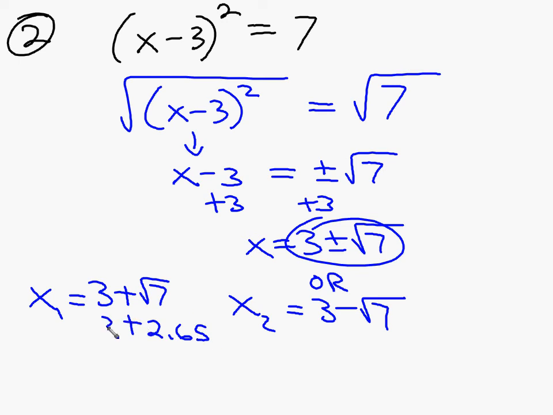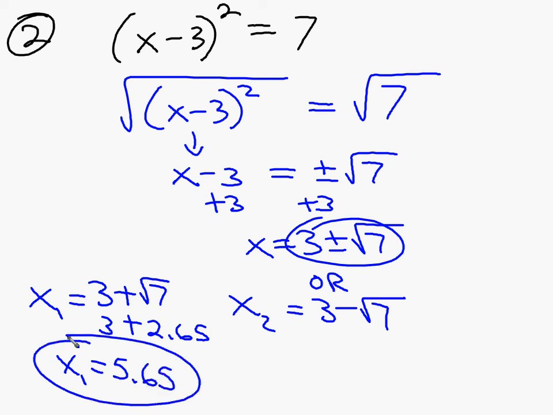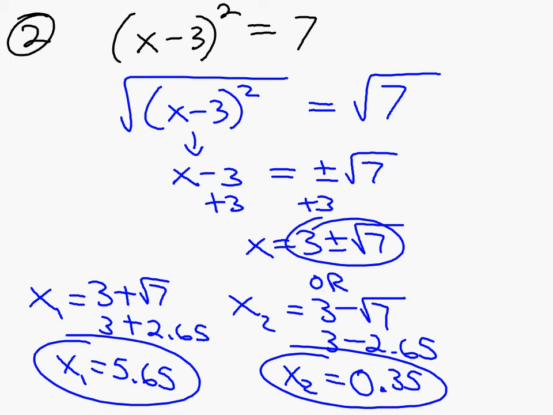So if I have 3 plus 2.65, I have 5.65 approximately as one of my answers. And then on the other one, I'm going to have 3 minus 2.65, which should be like 0.35. Yep, so my other answer is 0.35. So you need to understand, if you write it this way, that there are 2 solutions that do correspond to actual numbers. And we're going to stop there for today.